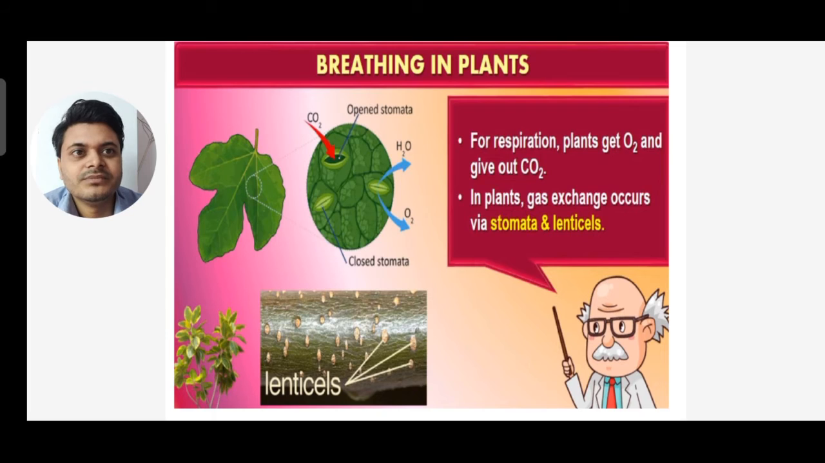Next we'll see about breathing in plants. You can see the lenticels are present in the stem, whereas in the leaf, stomata are present. So for respiration, plants get oxygen and give out carbon dioxide, and in plants gas exchange occurs via stomata and lenticels.